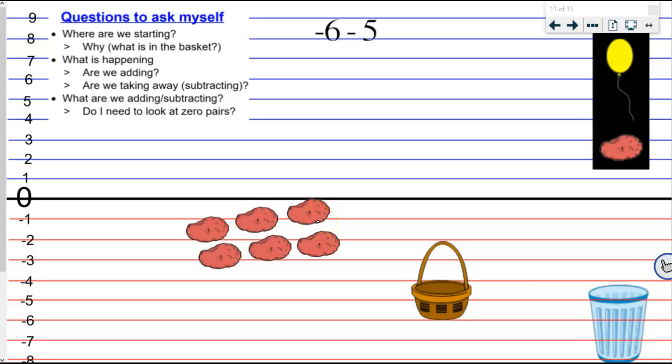So we have -6 because there are 6 rocks. I always forget this part. I'm not going to forget it this time. Where's the basket starting? All the way down here at -6. Drawing that arrow so we can show.